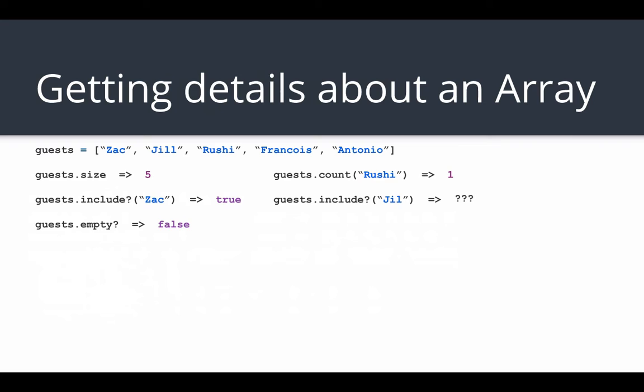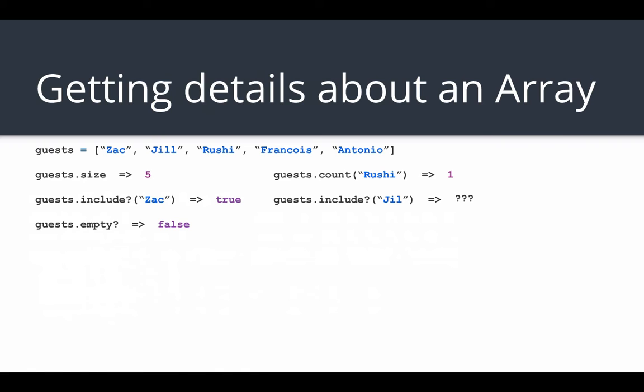Sometimes it's useful to get details about an array. If we have a guest list and we want to know how many people are coming, we can use .size, and that will tell us how many people are coming to our dinner party. With 5, it's not that big of a deal because we can quickly count and see, okay, there's 5 values in this array. But you can imagine some other data sets that might be hundreds or thousands of values that would take forever to count. So .size is a great one.